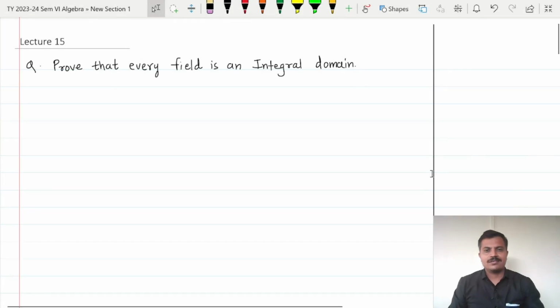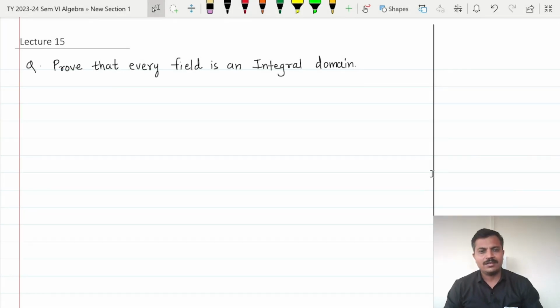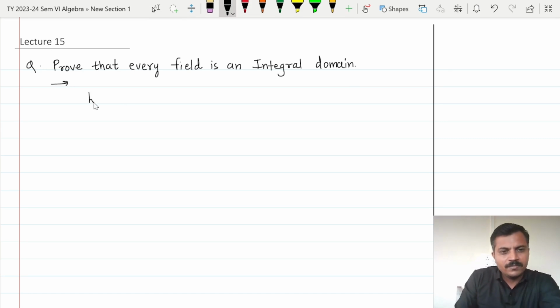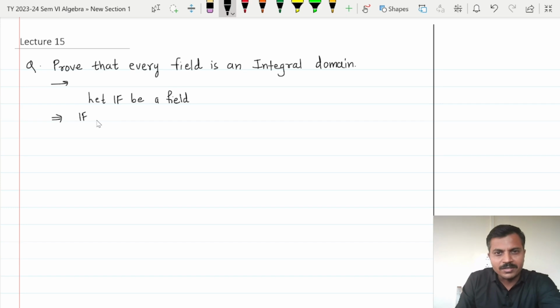In today's class, we are going to show that every field is an integral domain. So let us start with the field F. Let F be a field. But what is a field? A field is nothing but a commutative ring with unity in which every non-zero element is a unit.